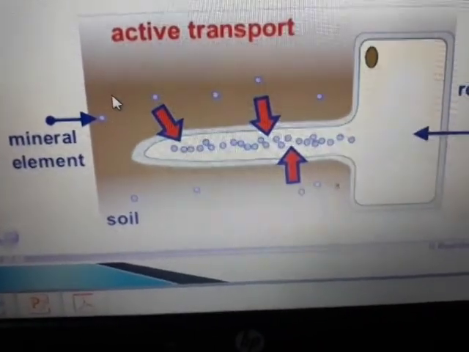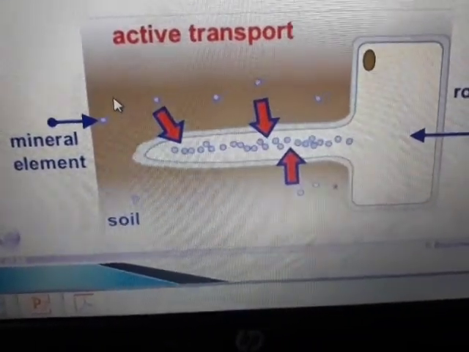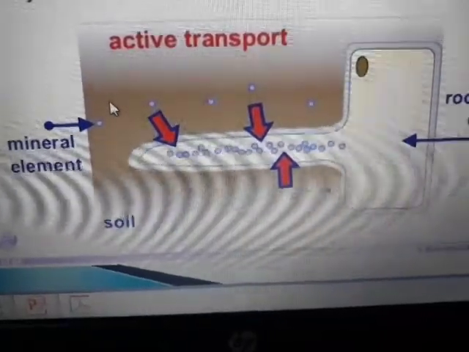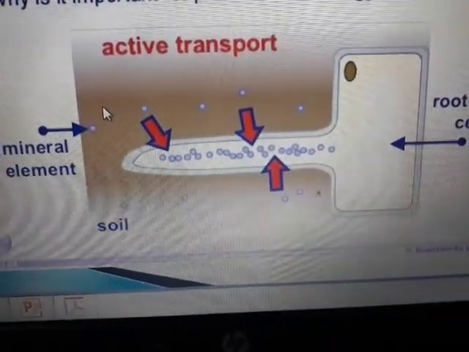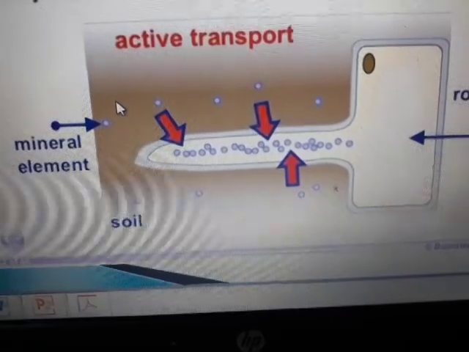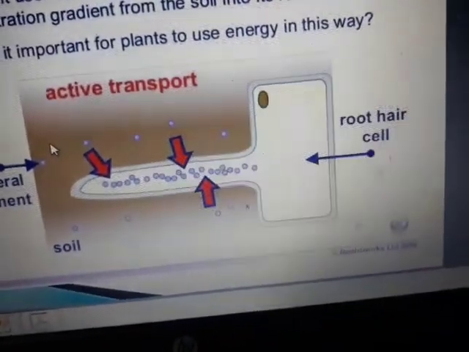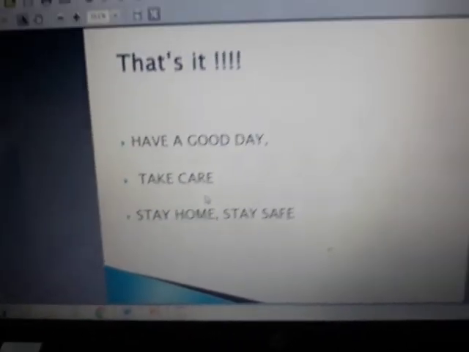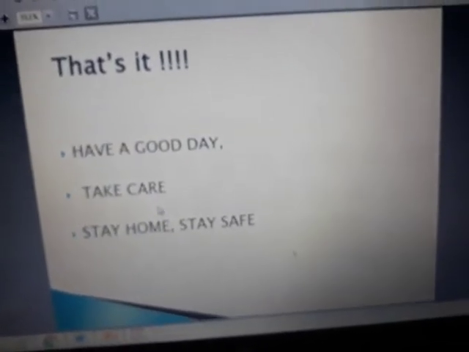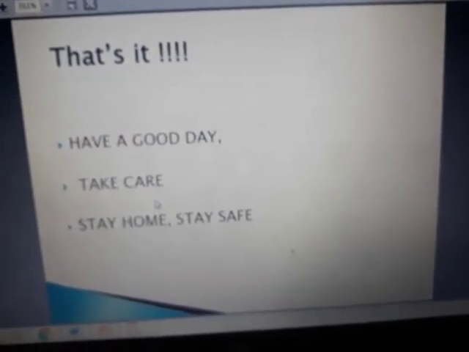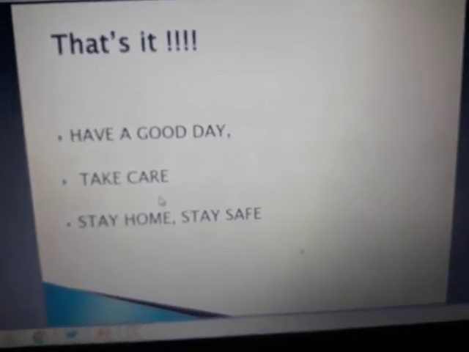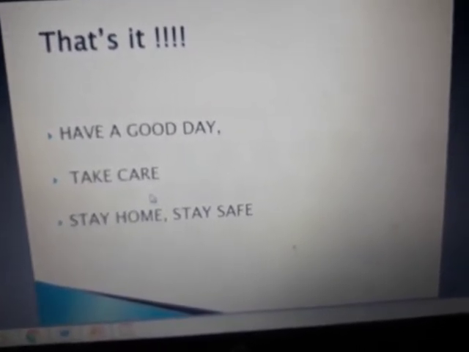I'm going to post this PDF in the group as well. You can go through the PDF properly later. So in active transport, there are very few mineral elements in the soil, and more in the plant, so it is going to require extra energy. So that's it for the session today, children. We have covered diffusion, osmosis and active transport. These are very important transportation processes, or say absorption processes.